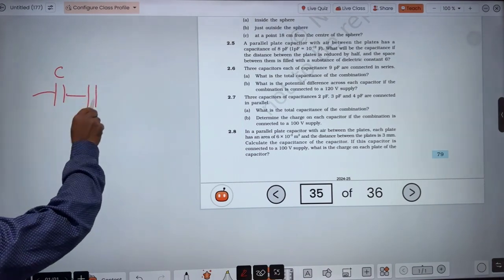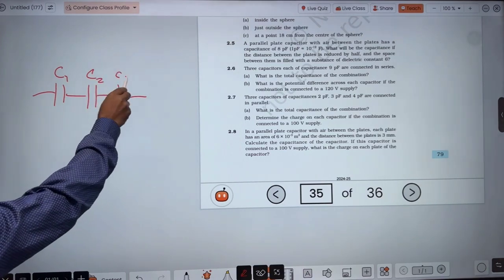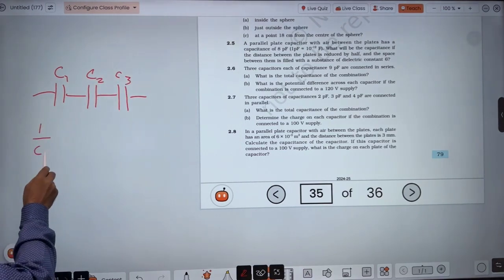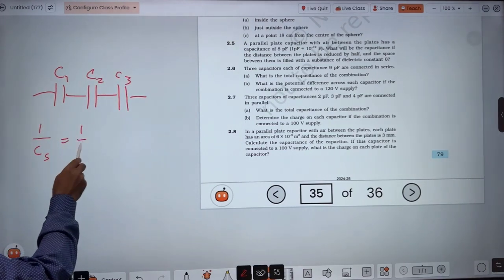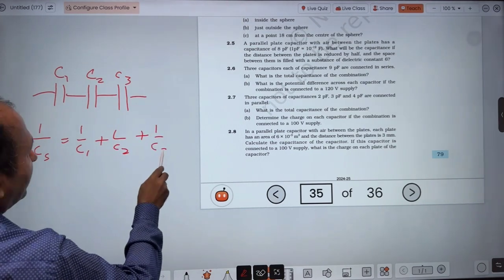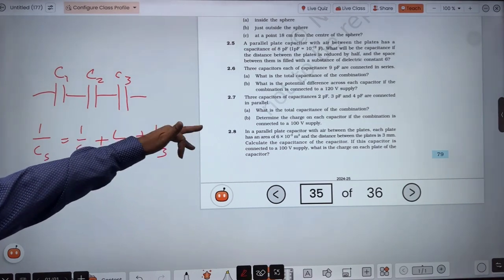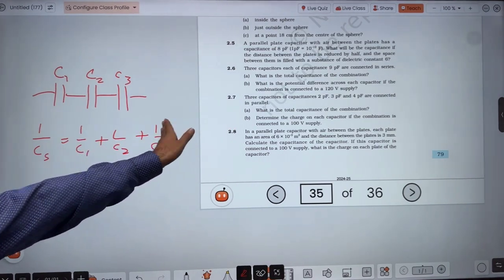So you can write 1 upon 9 plus 1 upon 9 plus 1 upon 9. That is 3 upon 9, 1 upon CS. So this gives CS equal to 3, and whatever unit is there, it's picofarad, so the answer will be in picofarads. Up to here, there is no doubt.